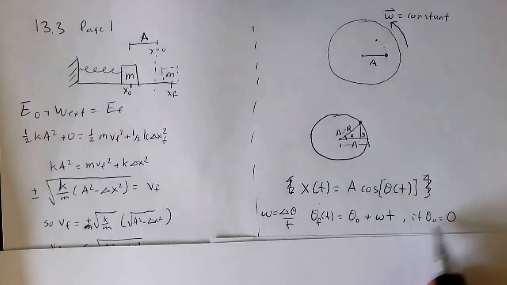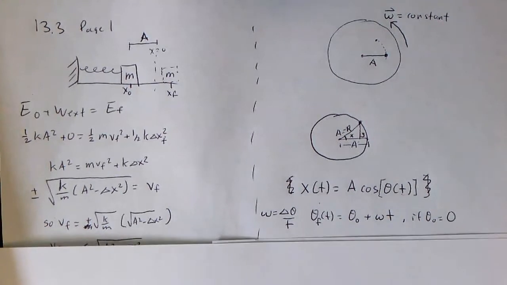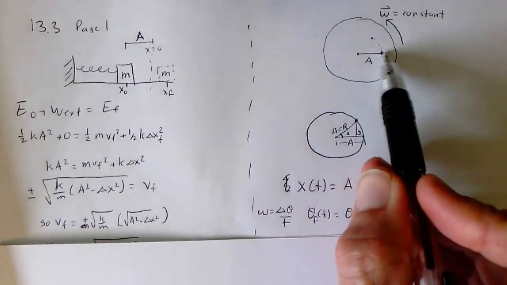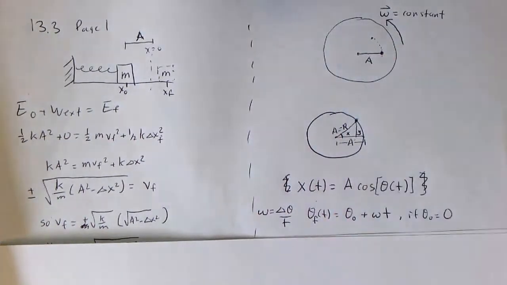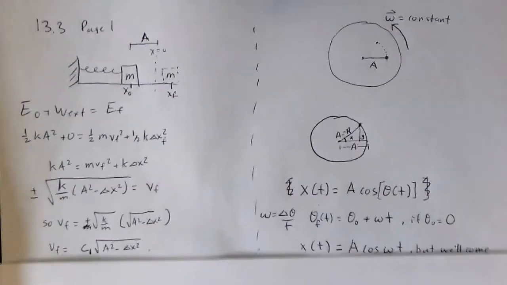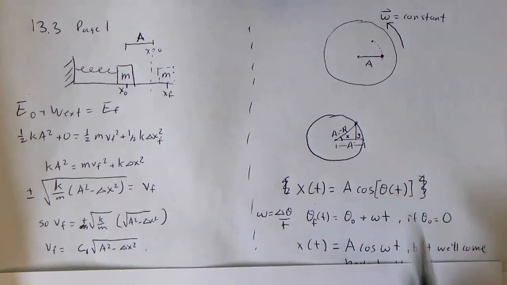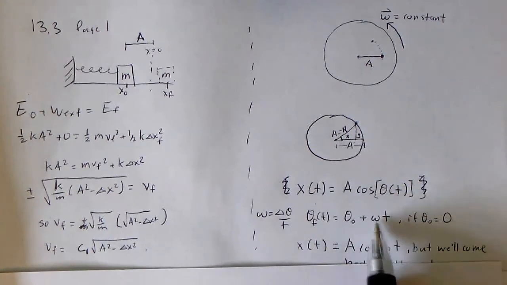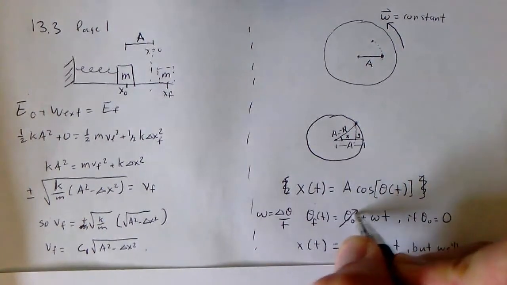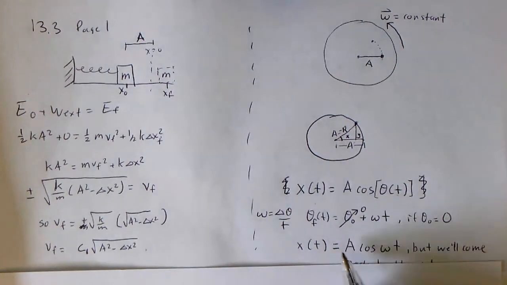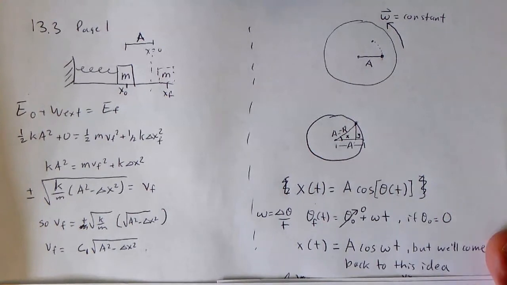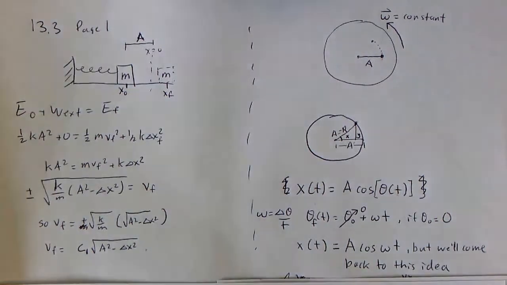And if we call the initial angle 0, wherever this spot is, let's just make this an angle of 0 initially, then we will have x of t is a cosine theta, but theta is a function of time, and we're going to plug in, this is 0, so omega t. So a cosine omega t, but we'll come back to this idea later. So let's move on here.